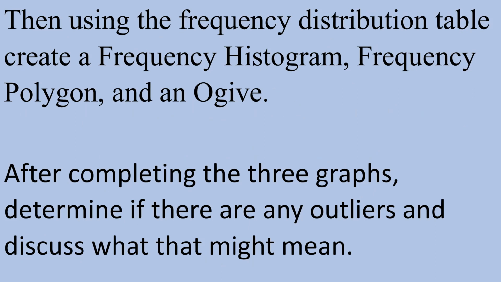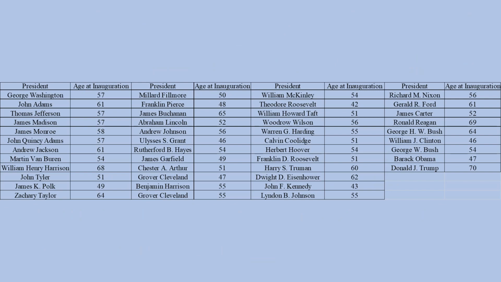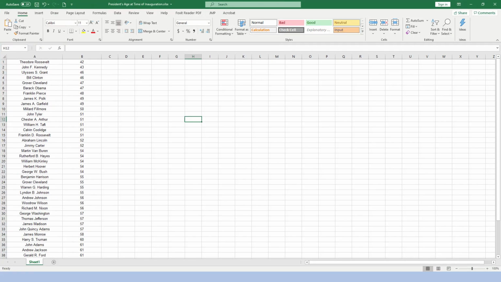We're going to use this data set, which is the age at inauguration of the U.S. presidents. There are 45 data values here because there have been 45 presidents, even though Grover Cleveland was both the 22nd and 24th president. So we count them separately because obviously his age at inauguration was different for the 2 times that he was sworn in. Now, let's go ahead and start by copying that data set into Excel.